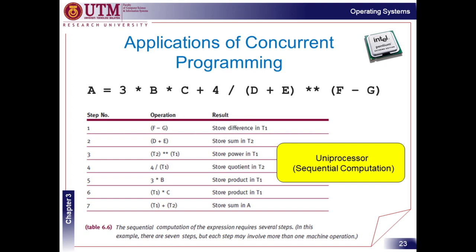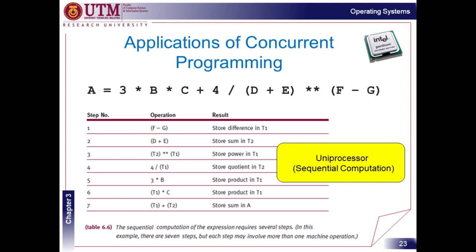We start with the operation inside the parentheses, which is F minus G, and store the difference in a variable called T1. Then we do the same for D plus E and store the sum in T2. Next, we raise T2 to the power of T1 and store the result back in T1. Then, we divide 4 by T1 and store the quotient in T2.